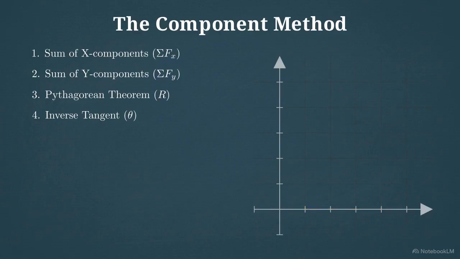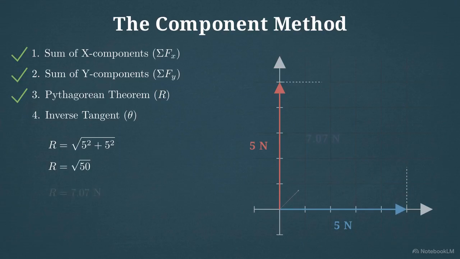Let's apply this to a typical exam problem. If an object is pulled with a force of 5 newtons east and 5 newtons north, we list the sums. Our x sum is 5. Our y sum is 5. We square them both, add them to get 50, and take the square root. The resultant magnitude is 7.07 newtons.